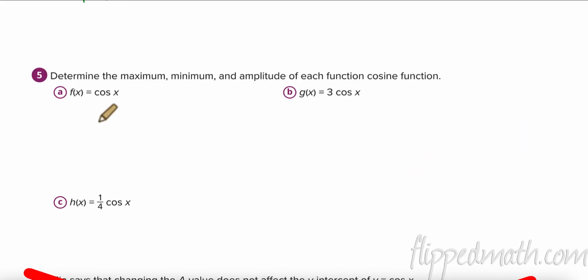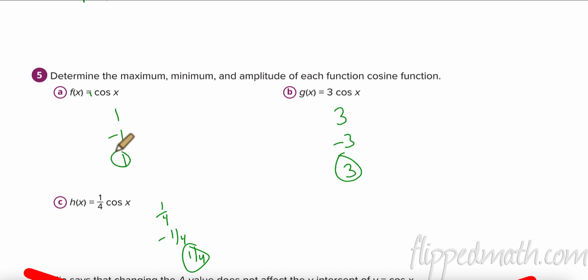Determine the max, min. Well, this is super. This is 1. So the max, 1. The min, negative 1, because it's down 1. The amplitude, 1. Max, 3. Min, negative 3. I go down. And then what's my amplitude? 3. What's my max here? 1/4. What's my min? Negative 1/4. What's my amplitude? 1/4. Remember, amplitude is always going to be positive.